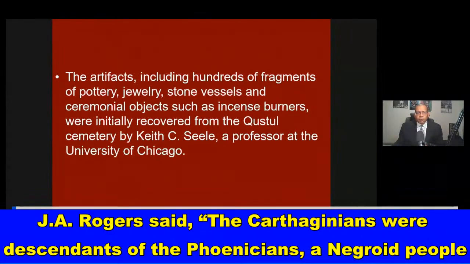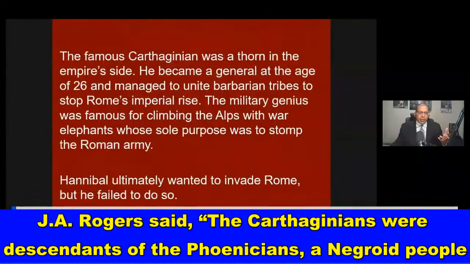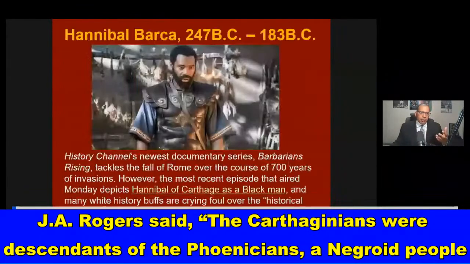Okay, so then we look at the Punic Wars, and we look at civilizations like Carthage and the Carthaginians and their fight against the Romans in the three Punic Wars as well. Now, we know Carthage is in North Africa. It's in the area that today is Tunisia. We look at Hannibal Barca, who was a Carthaginian, one of the greatest military strategists in history. He became a general at the age of 26.